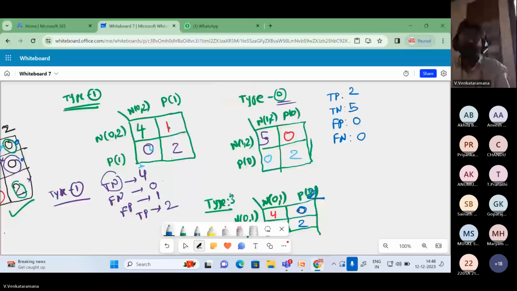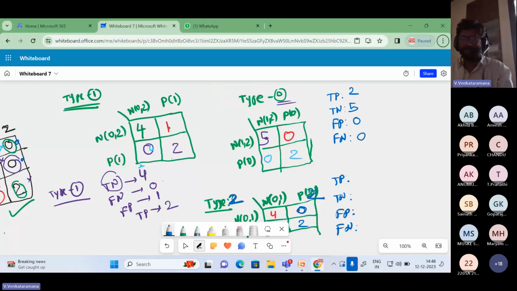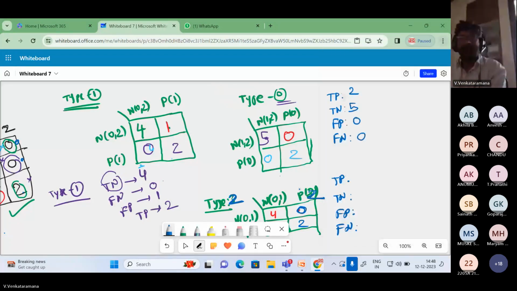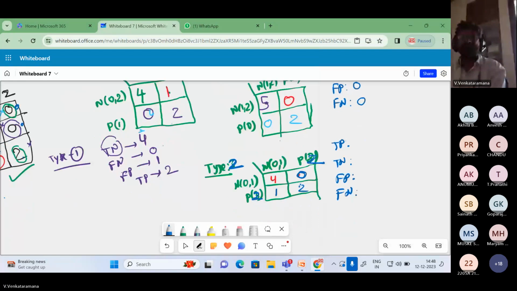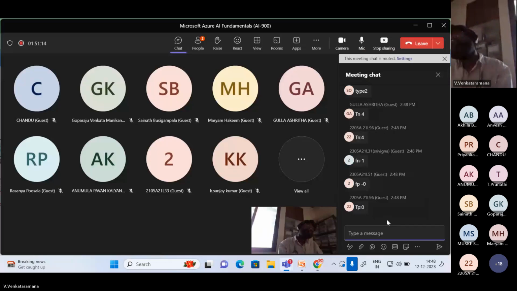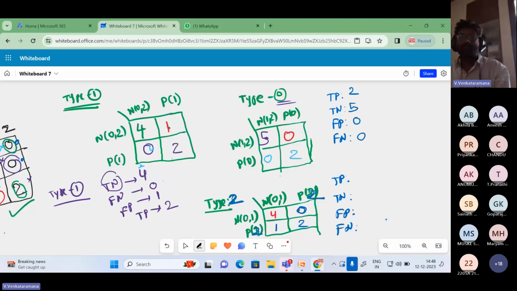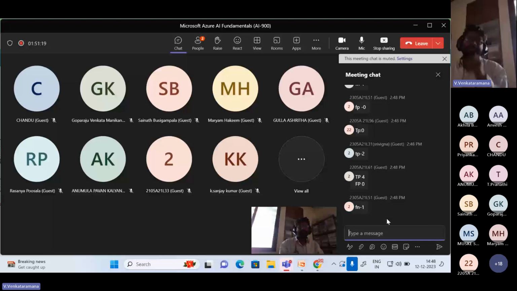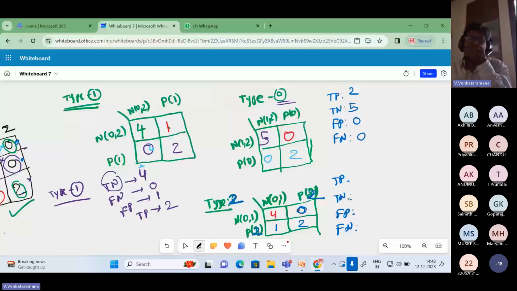And coming to type 3, true positive, true negative, false positive, and false negative. How many? So now we are focusing on the type 2. Sorry, not type 3, type 2. Type 0, type 1, type 2, right? So type 2. So how many true positives are there? So I'm asking for the type 2.